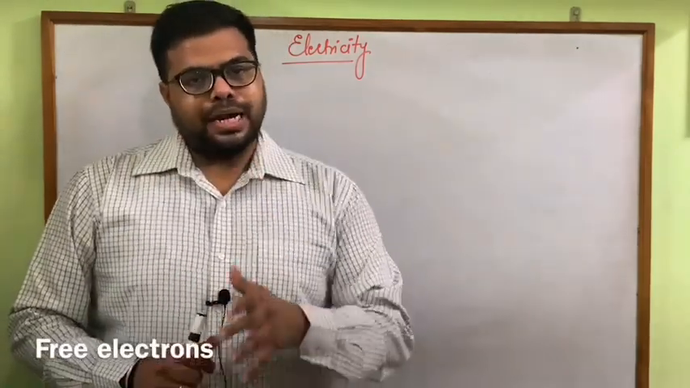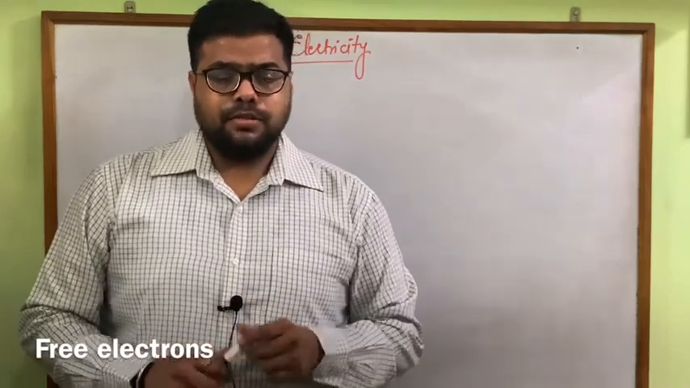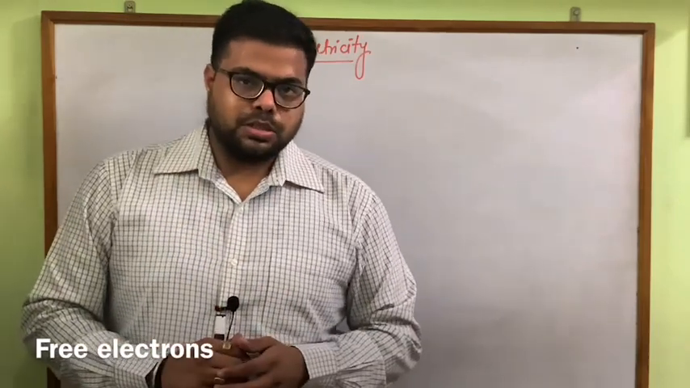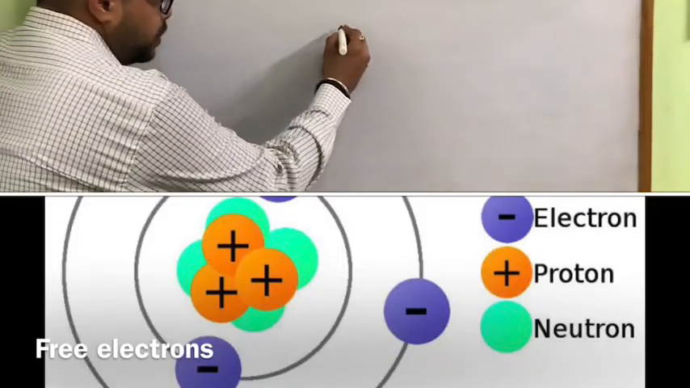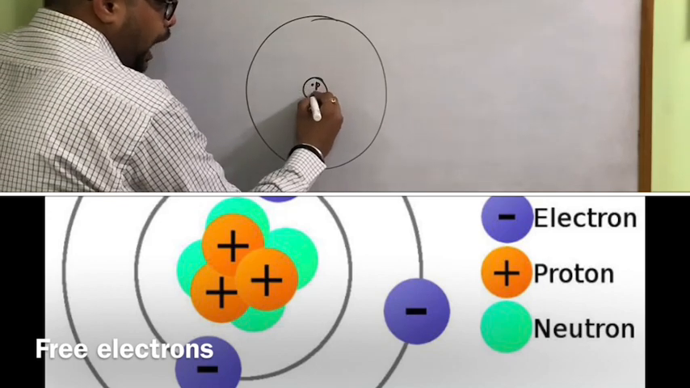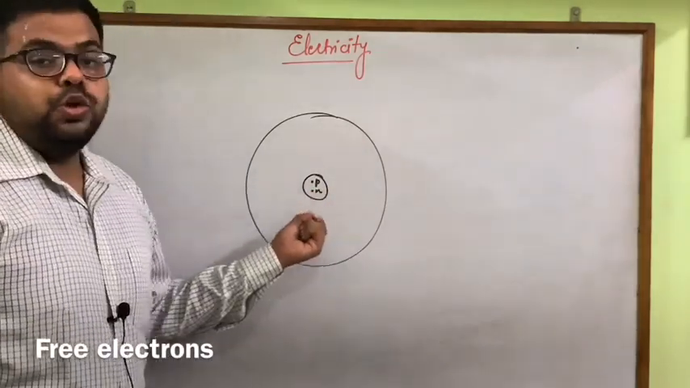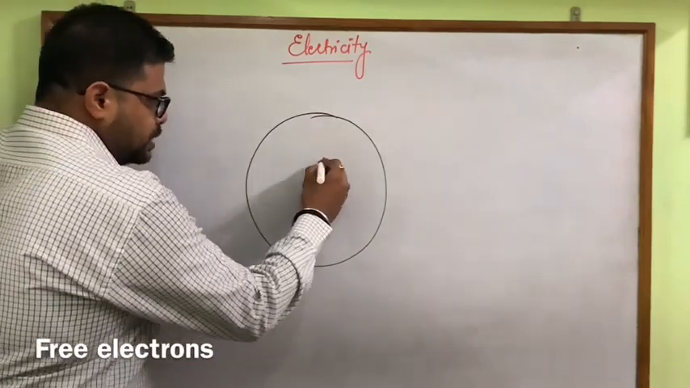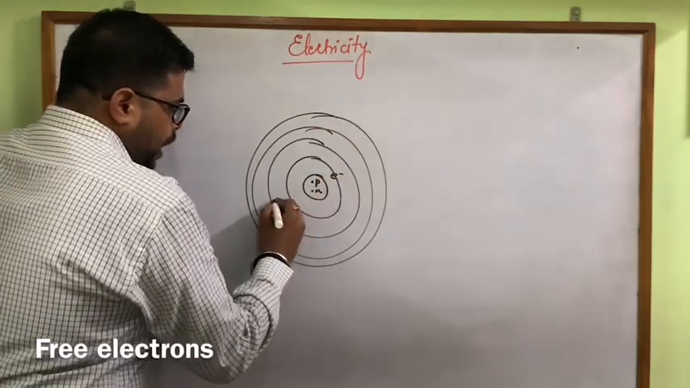When we talk about metals, metals generally are good conductors of electricity. Why? Because they have a good amount of free electrons. These free electrons are charge. Now look here. In a particular atom, there is a nucleus where proton and neutron live together, known as nucleons. Just outside the nucleus there are different orbits, and in the different orbits there are different electrons.